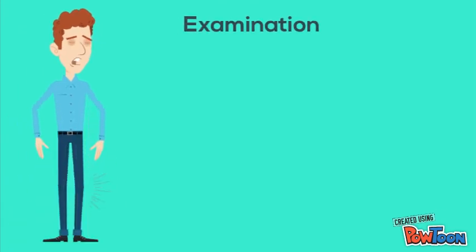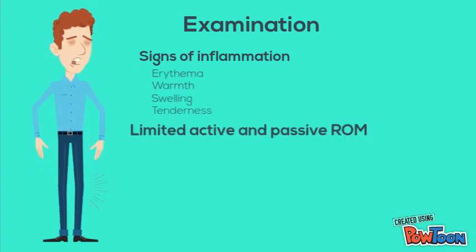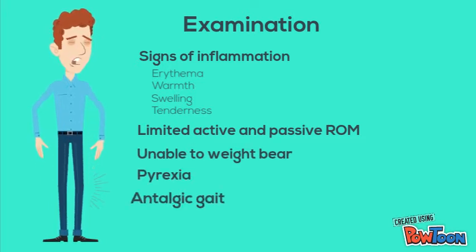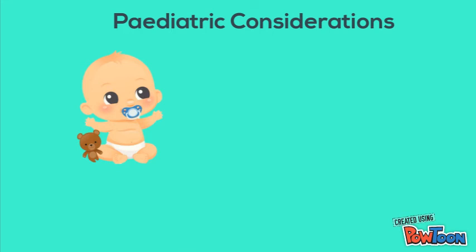On examination, the joint will have signs of inflammation, such as erythema, warmth, swelling, and tenderness. There will be limited active and passive range of motion, and the joint will be unable to bear weight. The patient might be pyrexic, have an antalgic gait, and keep the joint in a position allowing for maximum joint space. In neonates, there is an emphasis on septicemia over joint pain.